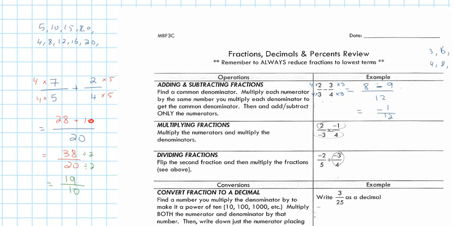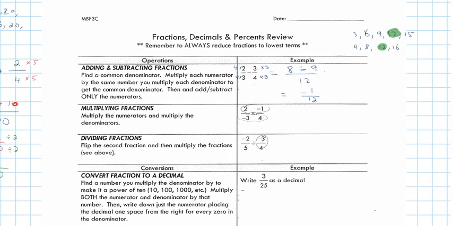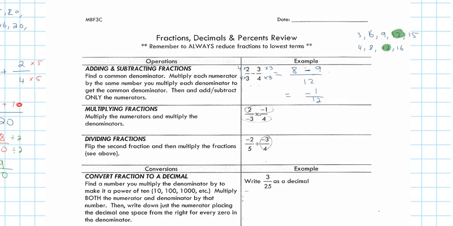All right. How about if I'm multiplying fractions? How can I multiply fractions? I have to multiply the numerator by the numerator, and I have to multiply the denominator by the denominator. Okay? So that's going to be negative 2 over negative 12. So 2 times negative 1 is negative 2. Negative 3 times 4 is negative 12.